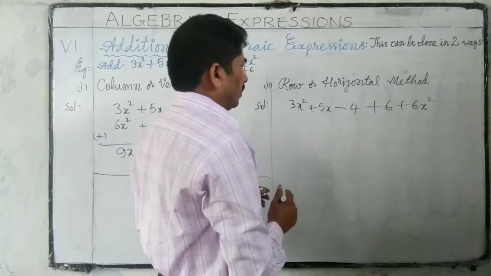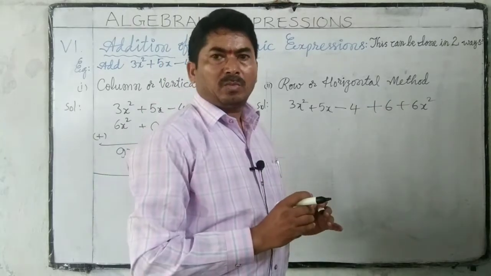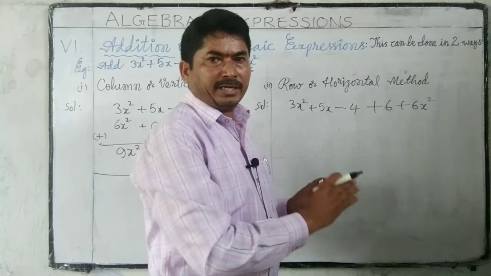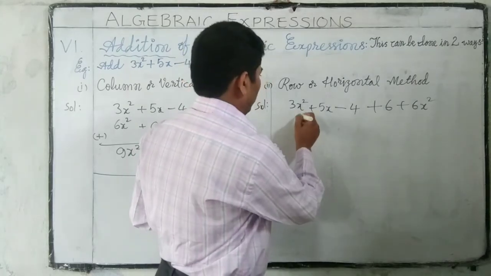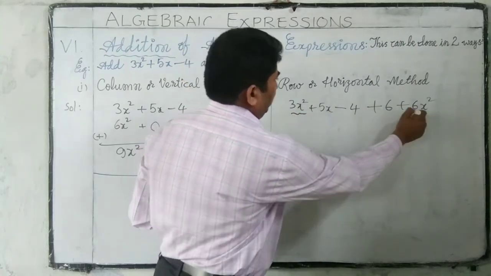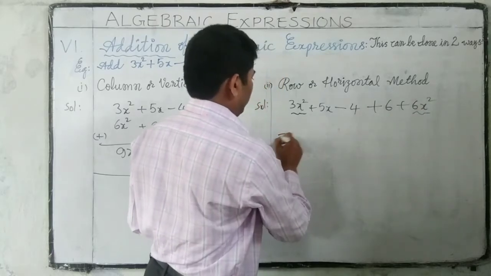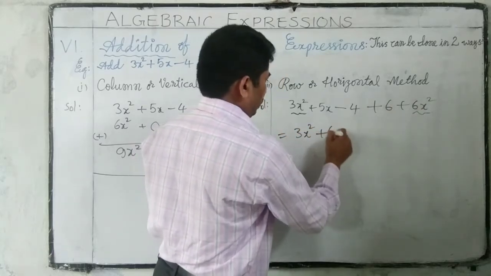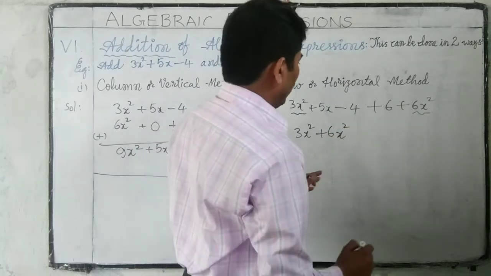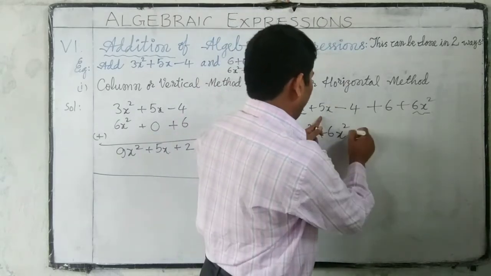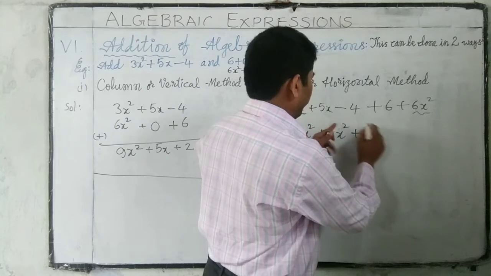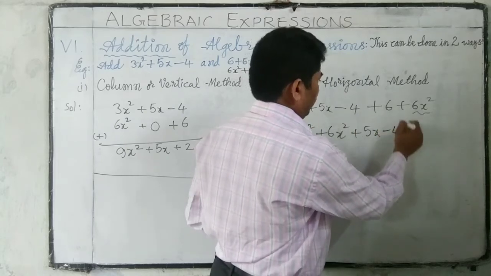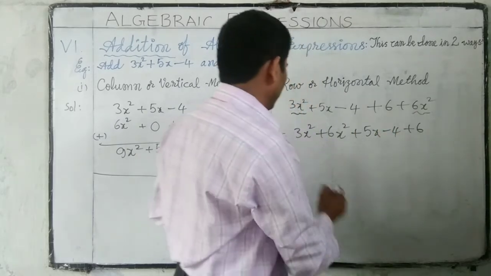Now we have to group the like terms together. 3x square, 6x square. Next to 5x, only 5x. Next to minus 4, 6.